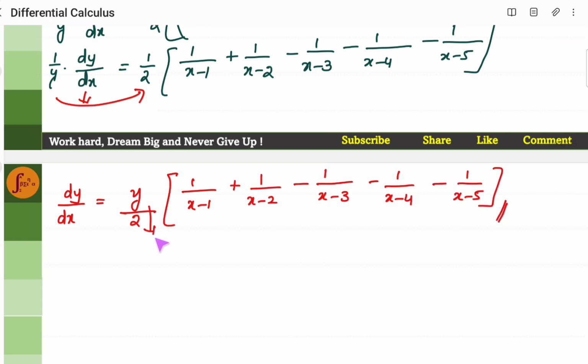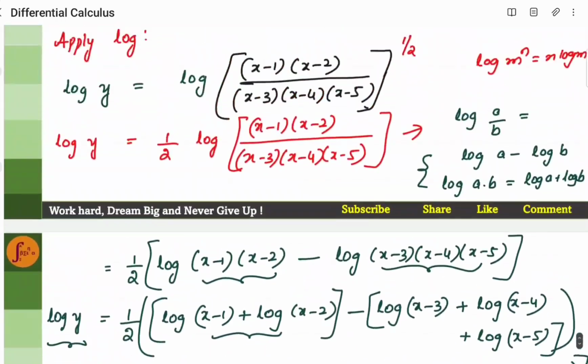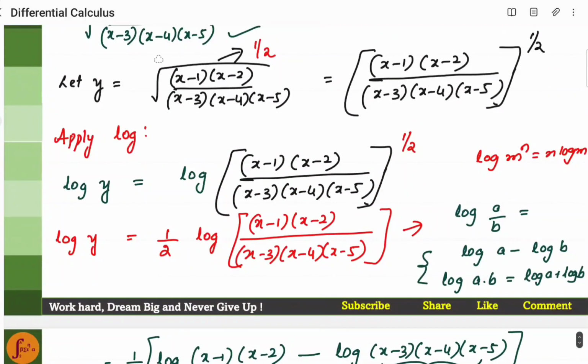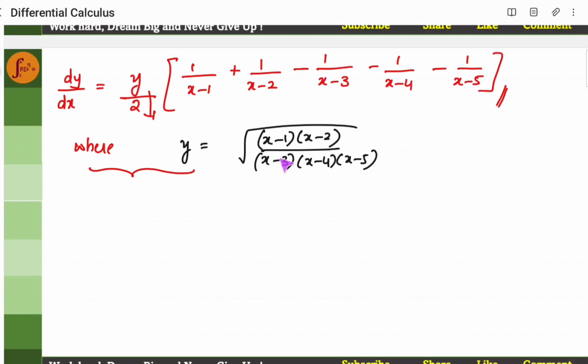And what is y? y is equal to this entire expression, right? We'll have to write this, where y is equal to this entire expression. Instead of y, we have this expression. So this is the derivative.